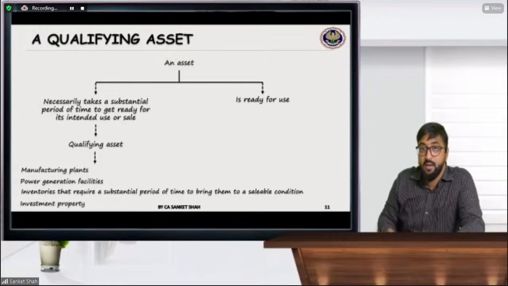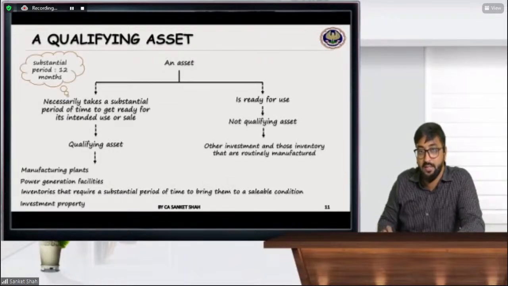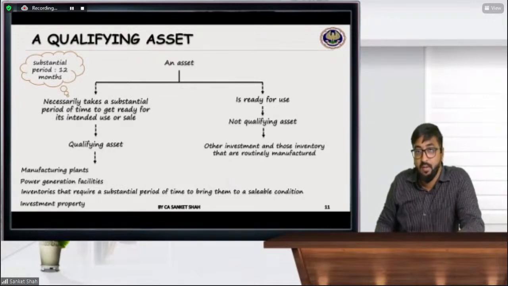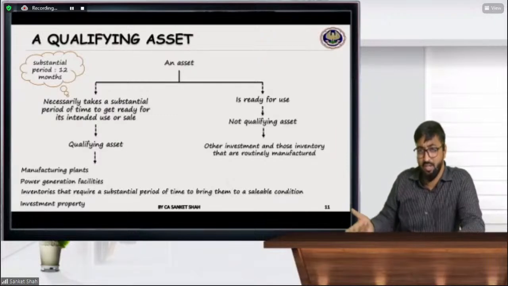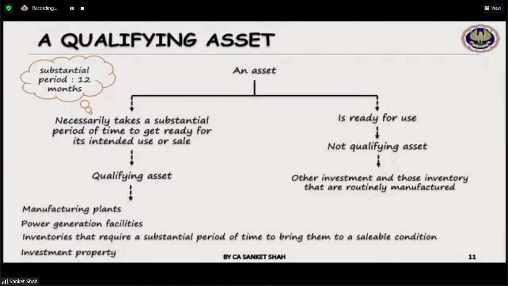Okay. Investment properties are also qualifying assets. And non-qualifying assets means those that are readily, routinely manufactured. So routinely manufactured, you call it that, and a substantial period is nothing but 12 months.